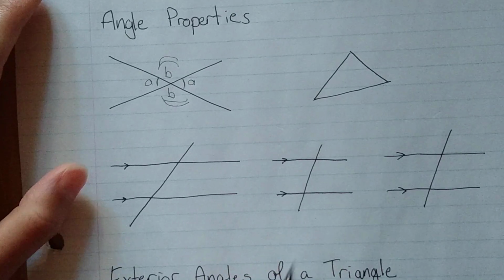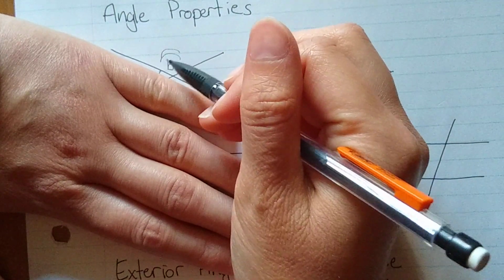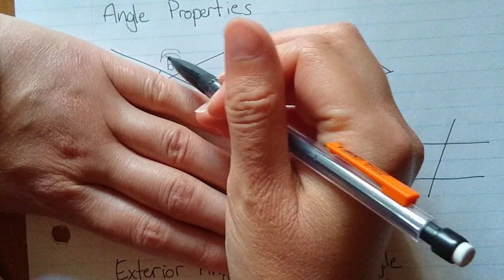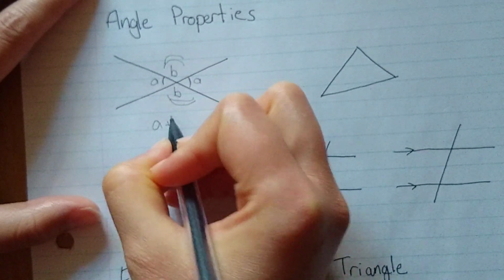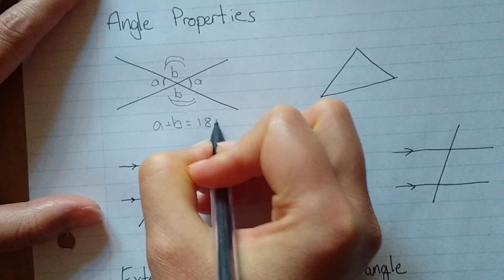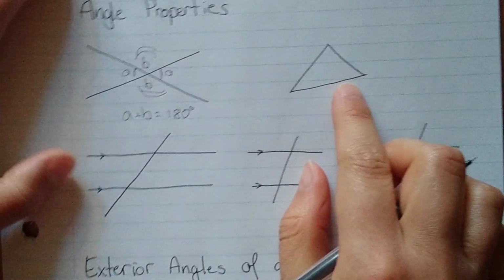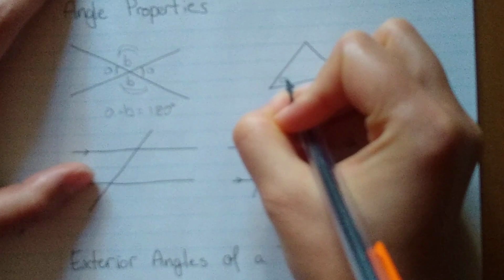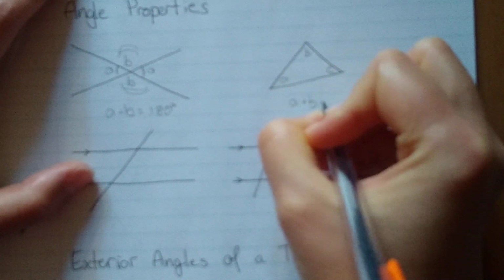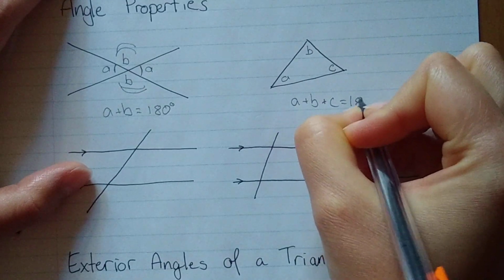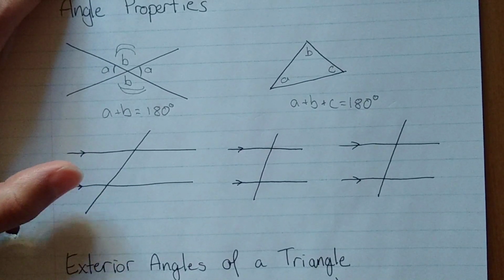And whenever you have a straight line like this, these two angles have to add up to 180 degrees. So A plus B equals 180 degrees. Inside a triangle, the interior angles always have to add up to 180 degrees, no matter what triangle it is.